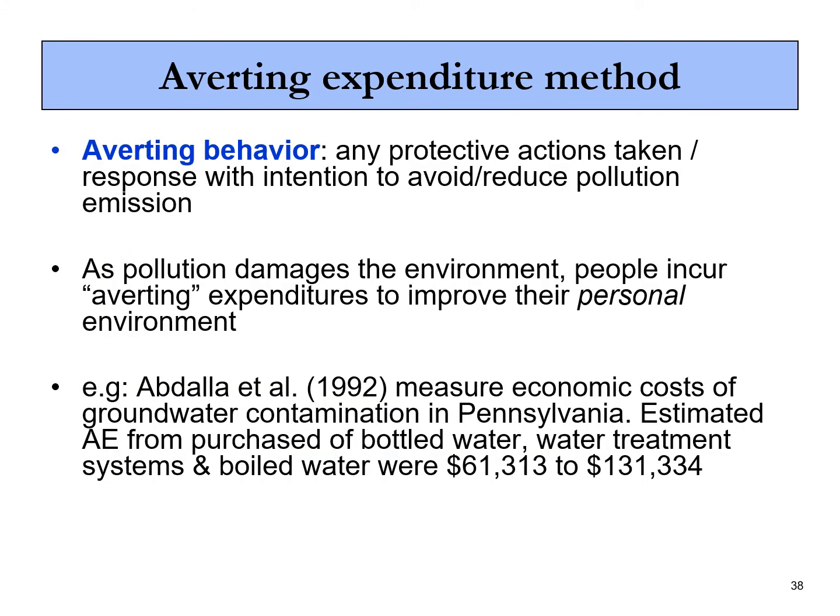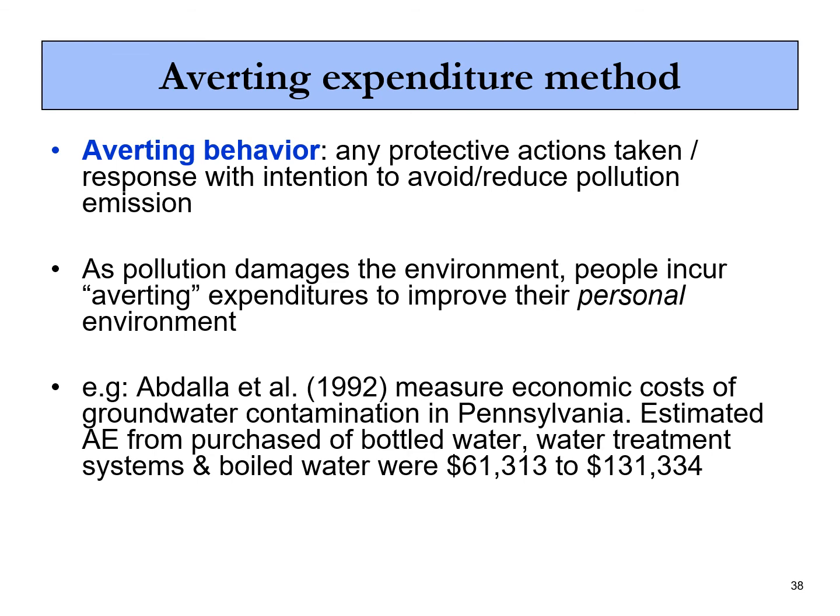The next environmental valuation method is averting expenditure. Before I explain what averting expenditure is, let me start with averting behavior. Averting behavior is any protective action taken or response with the intention to avoid or reduce pollution exposure. For instance, we are facing air pollution. So what should we do? Definitely we have to purchase masks, right?